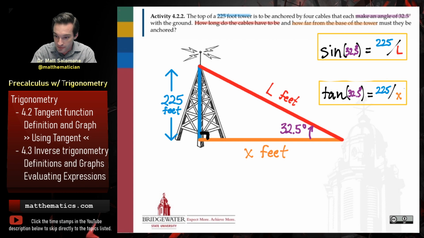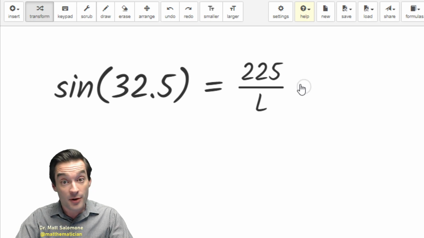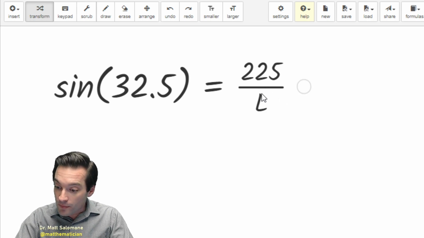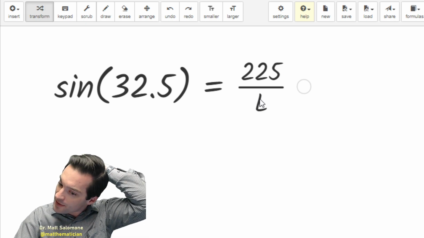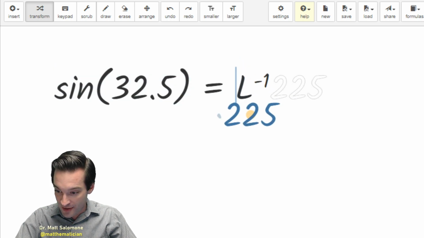I'm going to open up a little Graspable Math window here to just take us through those steps. So I've got the equation, the sine of 32.5 degrees is equal to 225 over L. And so our job, and let me switch over into my browser view here real quick. There we go. So our job is going to be to try to solve this equation for L. Well, how am I going to do that? I need to get this L by itself. What I like to do in those cases is just flip this fraction upside down. So take this L, move it upstairs, and the 225 then moves downstairs.